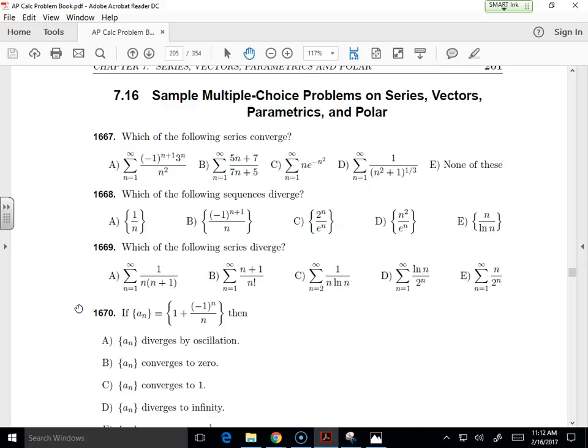What do we do? Solve it. Solve them. All of them? I don't know, whichever ones you can. You have to figure out which ones you can and which ones you can't, because this is practice on series, vectors, parametrics, and polar. So some things are going to be from our chapter 10, and some from our chapter 11. Let's see if you can figure out which ones you can do.